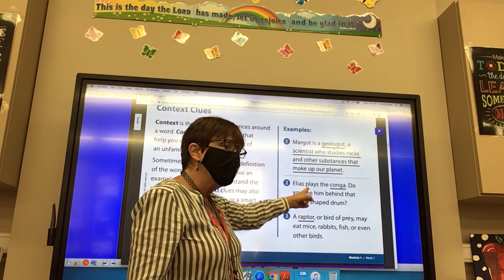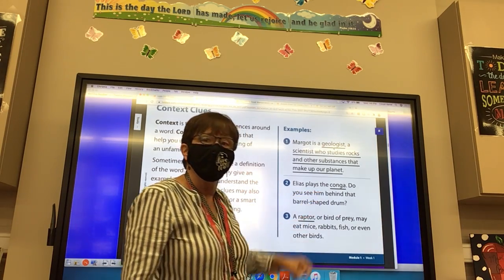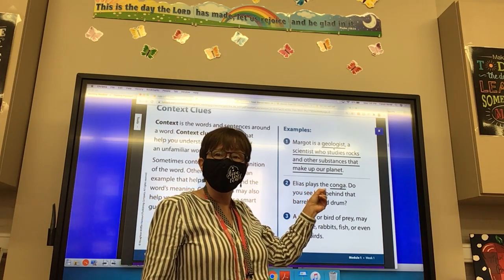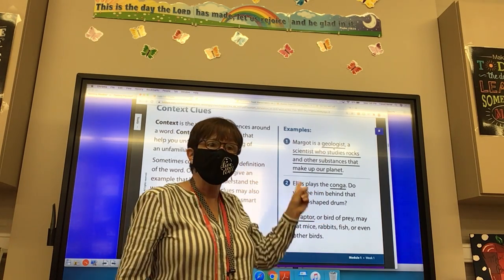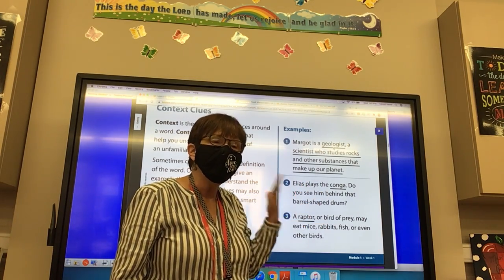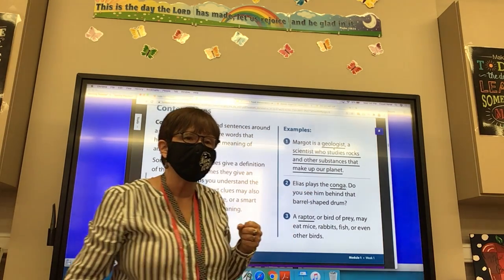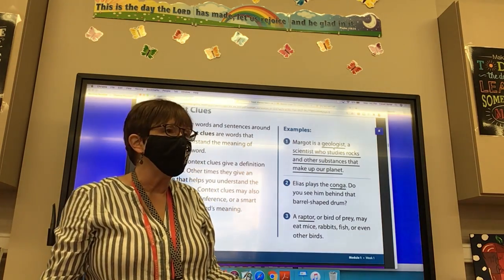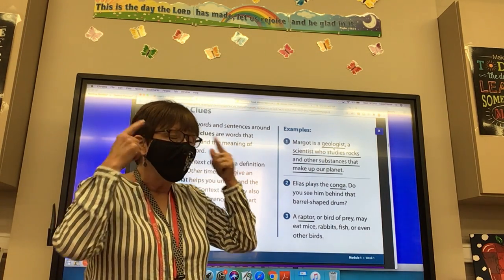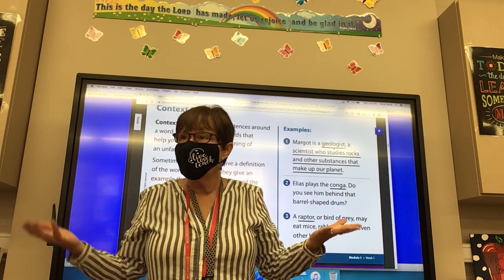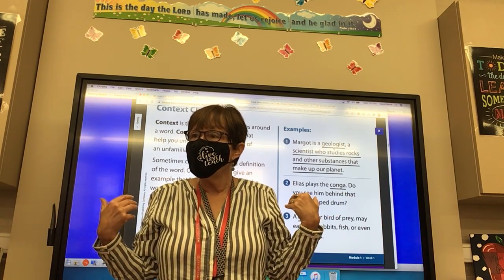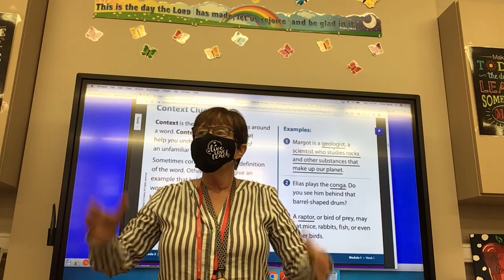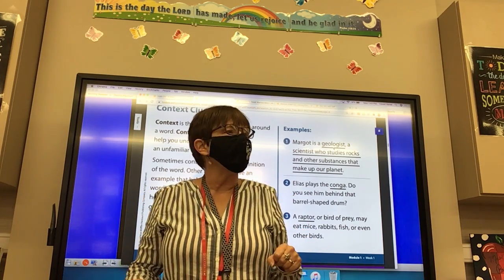That's giving me an example of what a conga is. What is a conga? It gave me the example. Can anybody tell me what the conga is? Because it gave me the example. What is a conga? Yes? Barrel-shaped drum. It's a barrel-shaped drum. So now in my head, I am picturing Elias, and he's sitting in back of a drum shaped like a barrel. So now I know what a conga is.